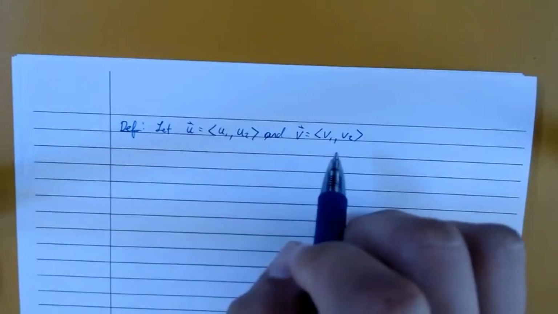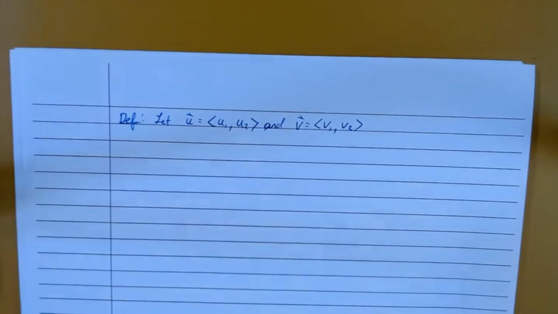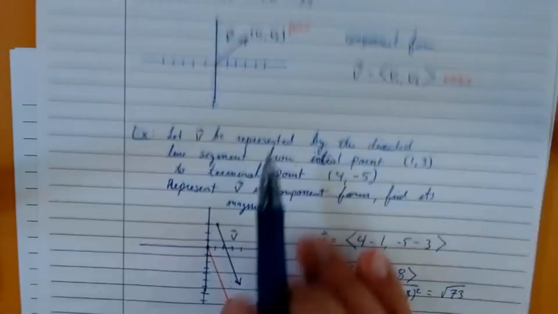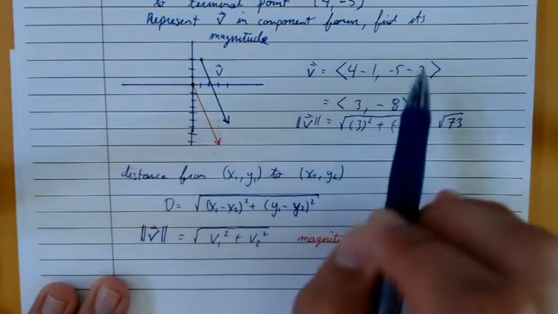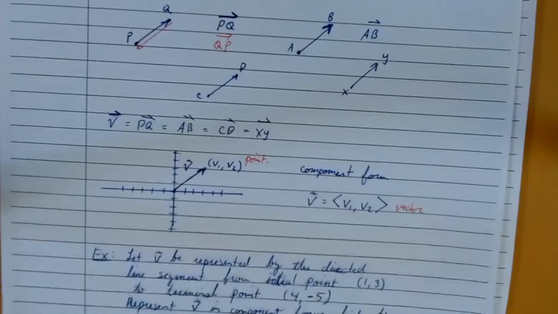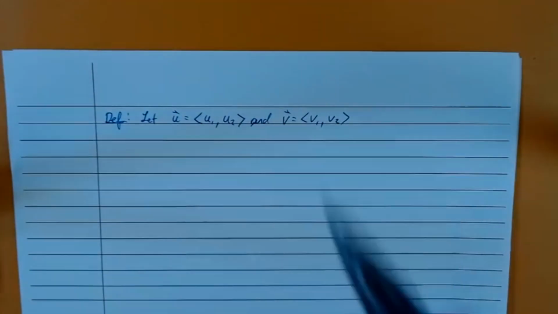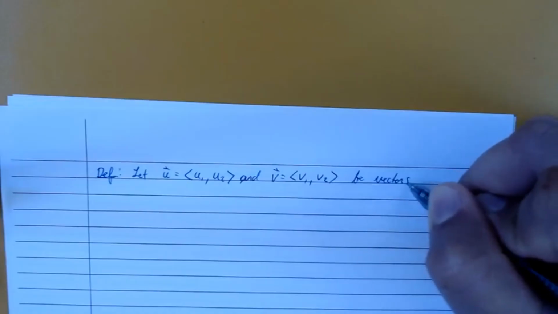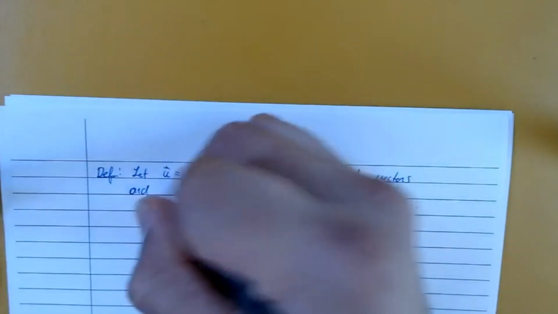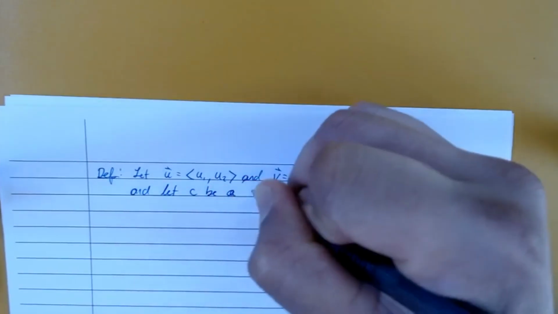It's either given in this form, or if it's given in just 2 points, you can always put it in component form. If it's given in any other form, you can always put it in component form. So in any event, you have 2 vectors that either were given in component form or you yourself put them that way. Let's let those be vectors. And let C be a scalar.